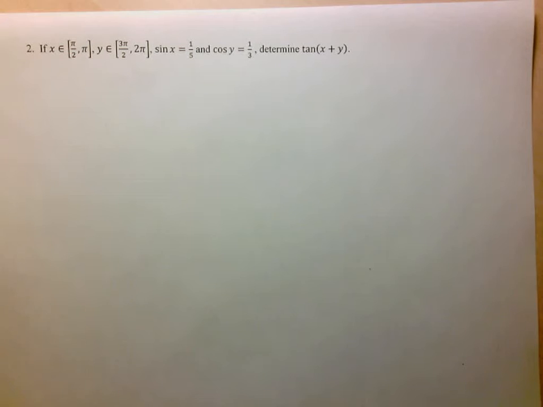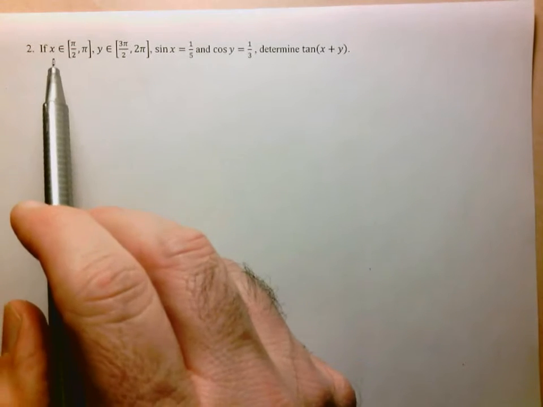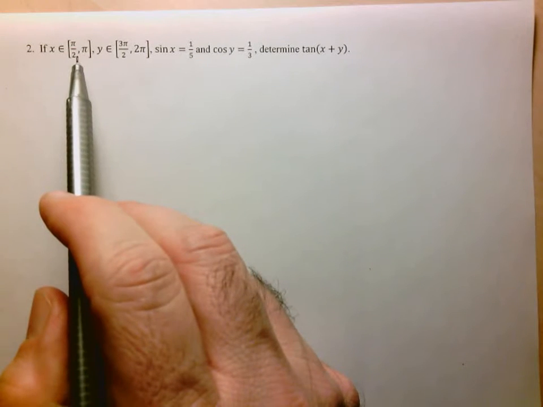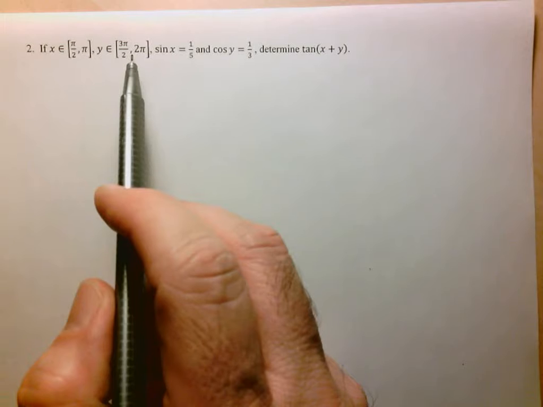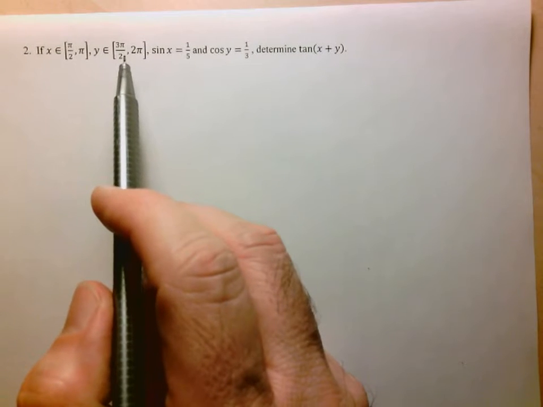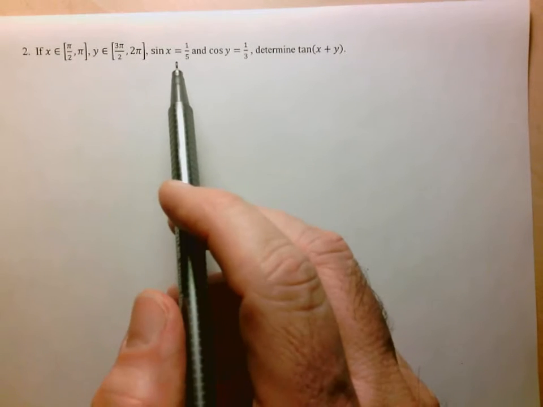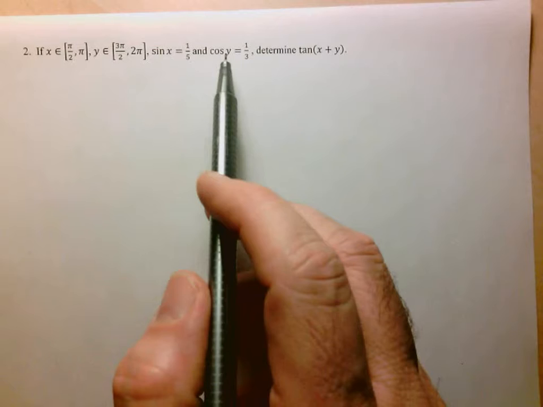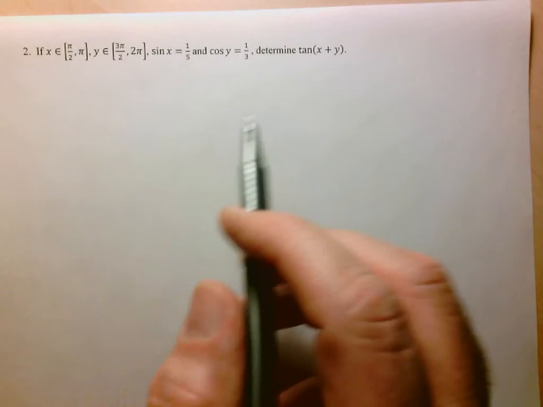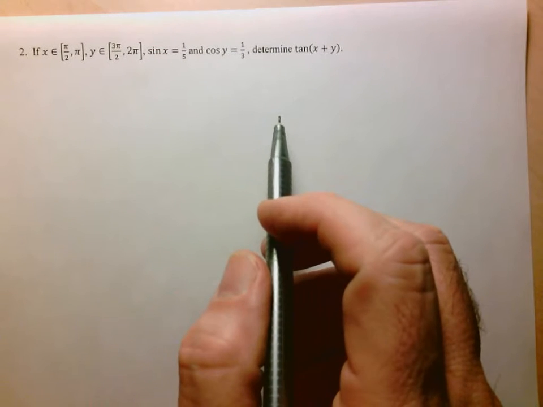Hi folks, we're going to take a look at the solution to question 2 from the second course review quiz. Here they're giving us two angles, x, which is in quadrant 2, and y, which is in quadrant 4, and they're giving us information about some trig ratios of these two angles. They give us sine of x and cos of y, and what they want us to determine is tan of x plus y.